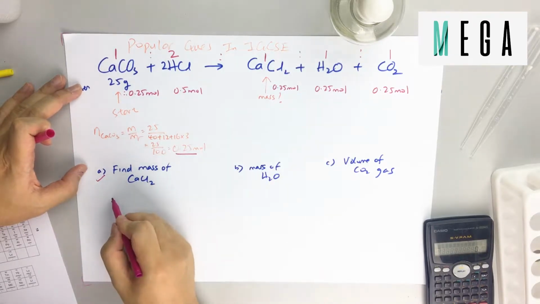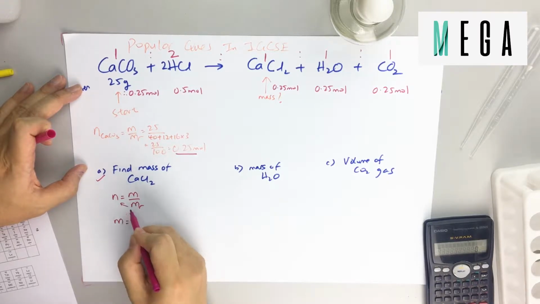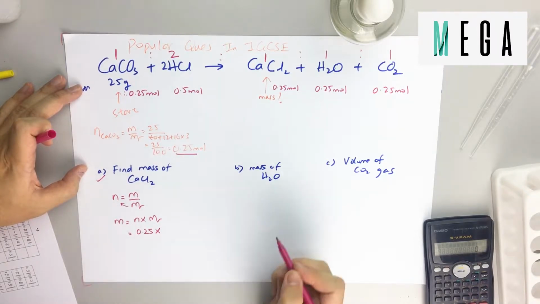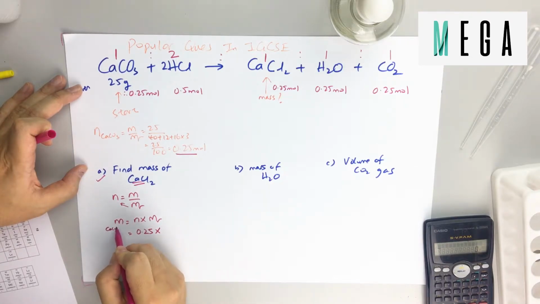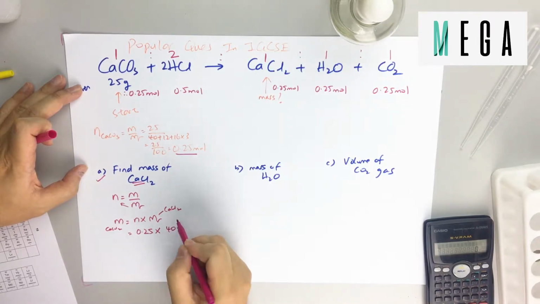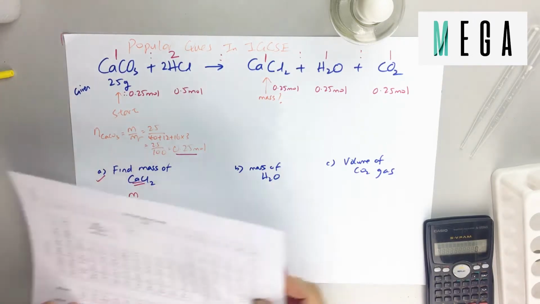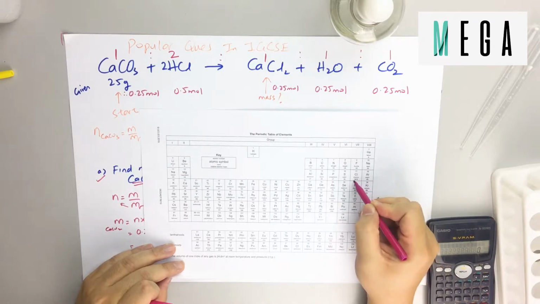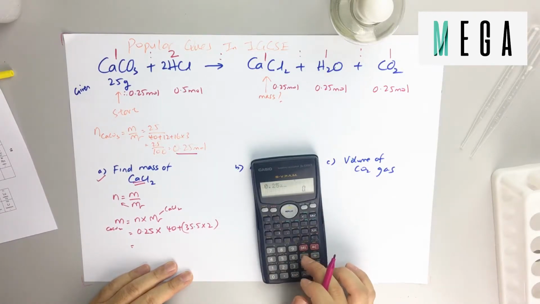Back to the mass of CaCl2, use n equals m over Mr. To find the mass, it's n times Mr. So n is 0.25, and we need the molar mass again, but for CaCl2. So use the periodic table: calcium 40, chlorine 35.5 times 2. Look at the periodic table and use the bigger number near the symbol. That's the mass. Then plug it into your calculator.